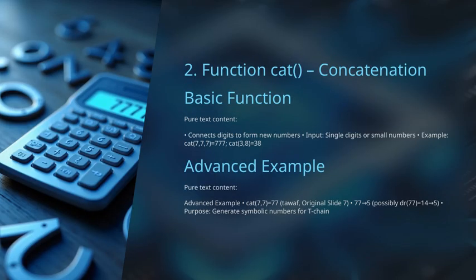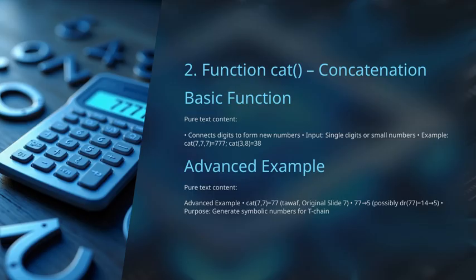Let's take a closer look at the function cat, which is primarily used for concatenation. Its basic purpose is to connect digits or small numbers to form new, larger numbers. For example, if we use cat 777, we get 777, simply concatenating the digits. Similarly, cat 38 results in 38. The input here is usually single digits or small numbers, and the function just strings them together to create a new number. Now moving on to the advanced example.